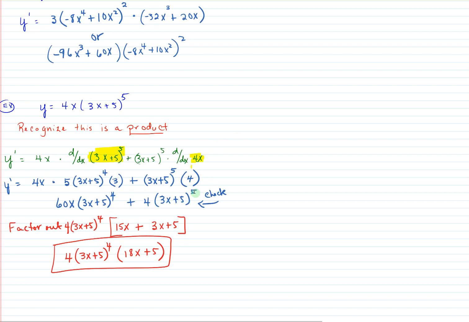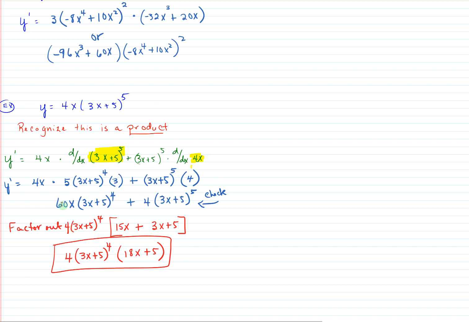Now, if you want to simplify it, and I am not sure, you may be able to leave it like that in MyMathLab. When I do them by hand, I factor out so that I can simplify. And I look and say, what's common on both of these on the outside? I could pull out 4. So I could pull out a 4, and then I could take 3x plus 5 to the 4th out. I can't take the 3x plus 5 to the 5th out of this one. I don't have enough. So this is what I'm factoring out.